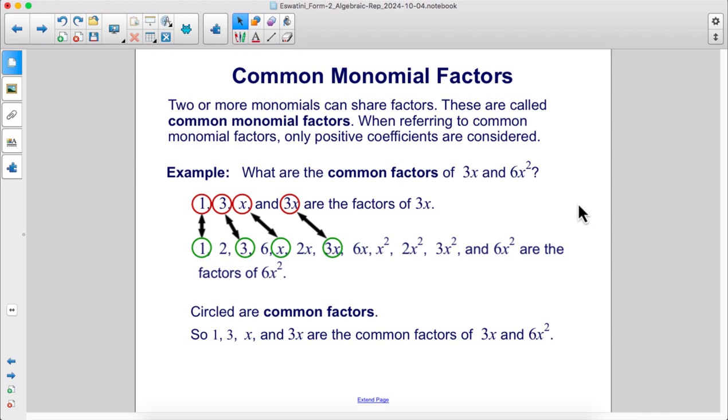2 or more monomials can share factors. These are called common monomial factors. When referring to common monomial factors, only positive coefficients are considered. So what are the common factors of 3x and 6x squared? So the factors of 3x are 1, 3, x, 2x, and 3x. And the factors of 6x squared are all of these: 1, 2, 3, 6, x, 2x, 3x, 6x, x squared, 2x squared, 3x squared, and 6x squared. So we circle the factors in common. Therefore, 1, 3, and 3x are the common factors of 3x and 6x squared.